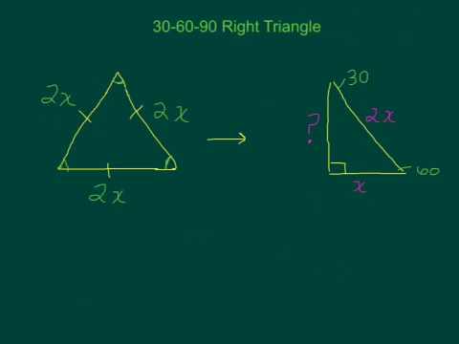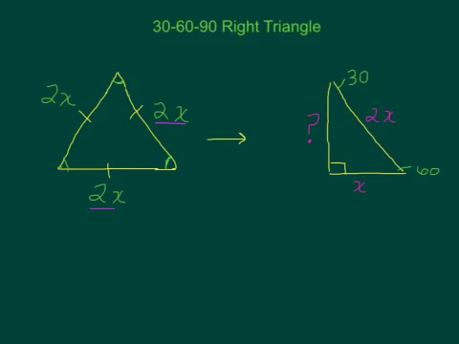Now, let's look at the 30, 60, 90 special right triangle. To begin our discussion with this, let's look at an equilateral triangle. Remember, an equilateral triangle has all sides congruent and all angles congruent, all the angles being 60 degrees. For each of the sides, I'm going to say that the side lengths are 2x, and that'll become clear in a second.